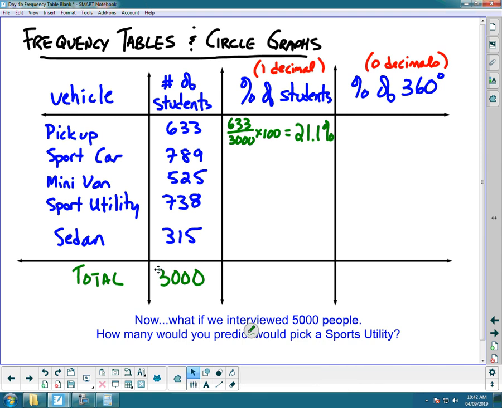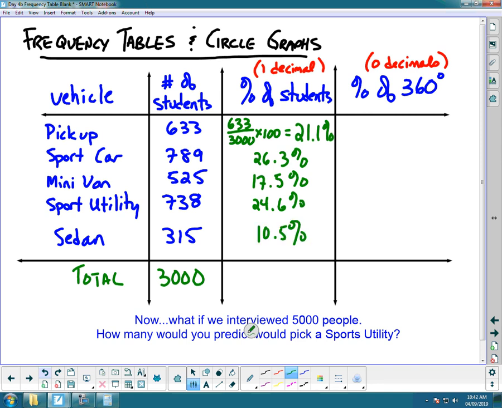This writing that I just had, I don't expect you to do that in your frequency table. I'm just doing it so that you can see where the number comes from. If you want to do that on your calculator or off to the side, that's fine. It's not expected that that calculation is shown right there. As a result, I'm just going to show you the answers to the other ones. This one ends up being 26.3%, 17.5%, 24.6%, and 10.5%, for a total of 100%.